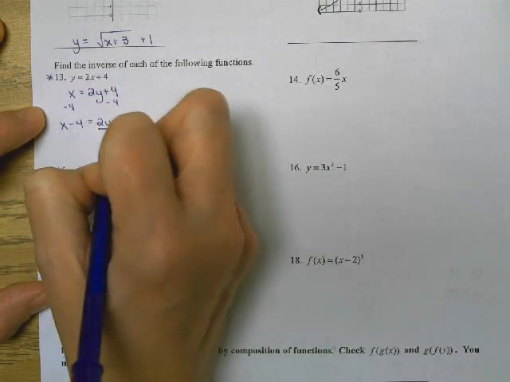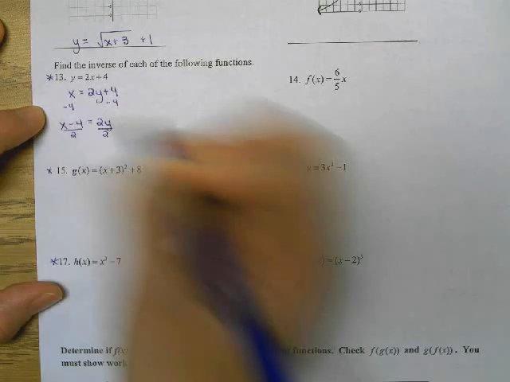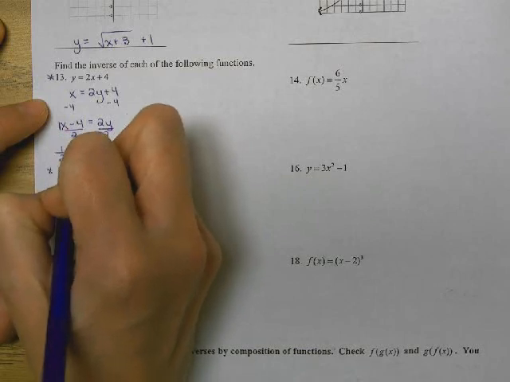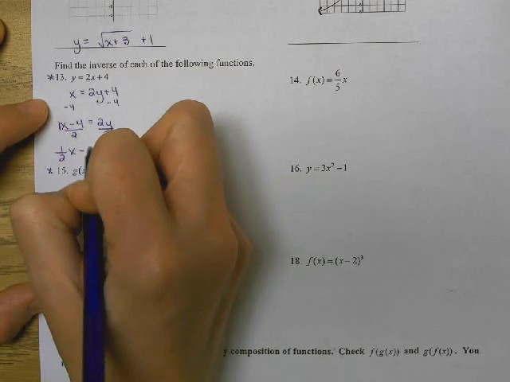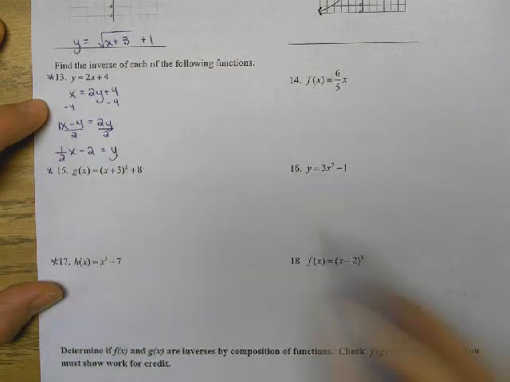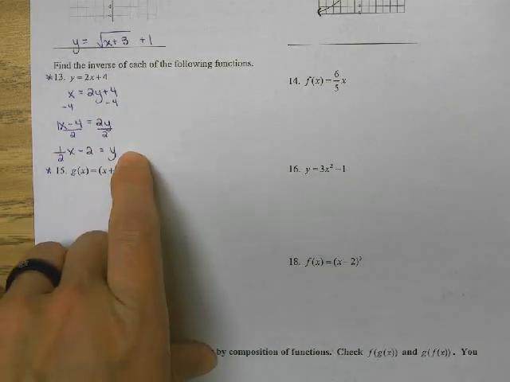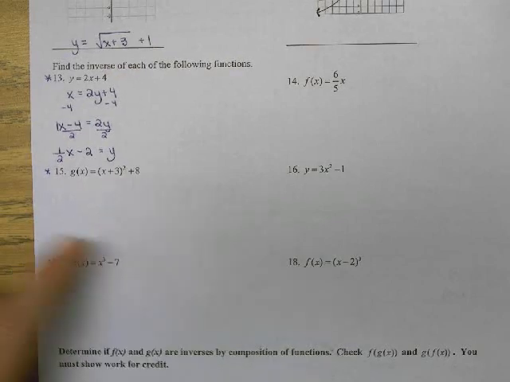Y is still not by itself. I need to go ahead and divide by 2. Remember that there's a 1 right there. That makes that 1/2 x. 4 divided by 2 is 2. So there is my inverse. The original is a linear, which means my inverse is still going to be a linear.